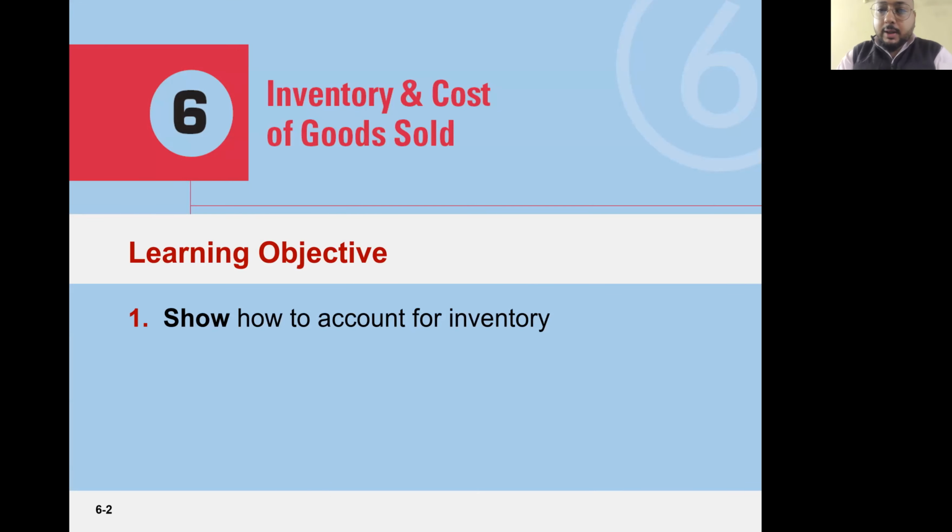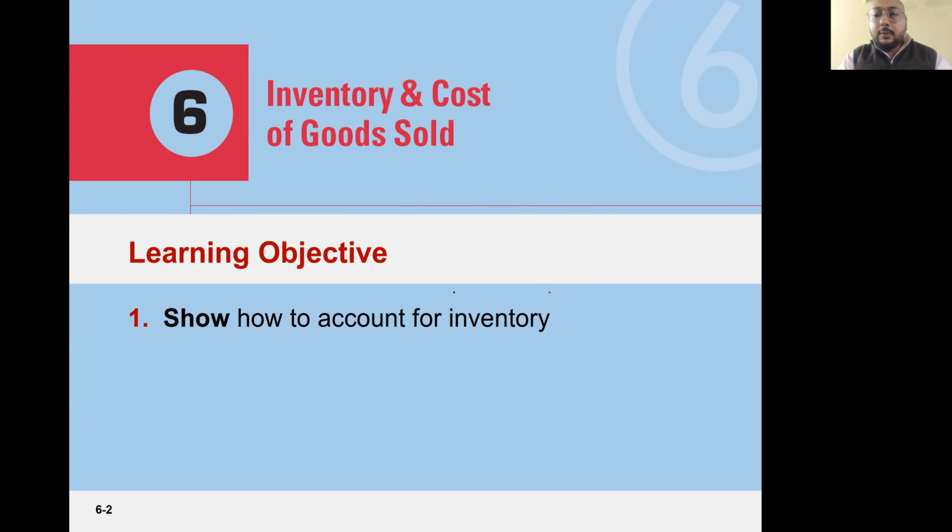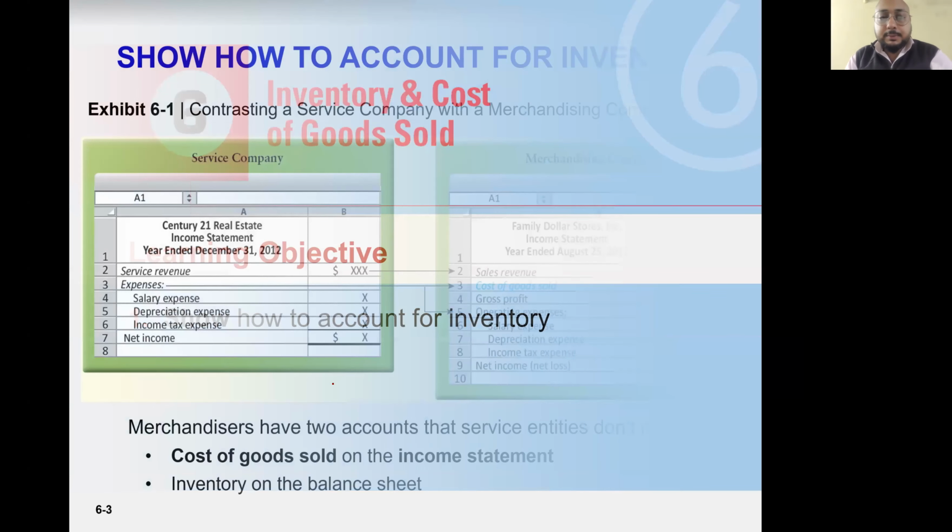So today we are starting a new chapter. Up till now we have covered the two parts of current assets. So right now we are discussing the left-hand side of the balance sheet, which is the assets, and assets include current assets and long-term assets. Among current assets, we discussed cash and accounts receivable. Today, we will talk about inventory, how in accounting we treat inventory. So here comes our first learning objective, that is, show how to account for inventory. Let's just talk about that.